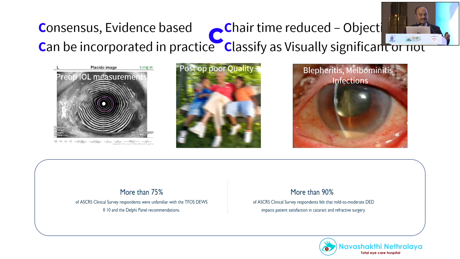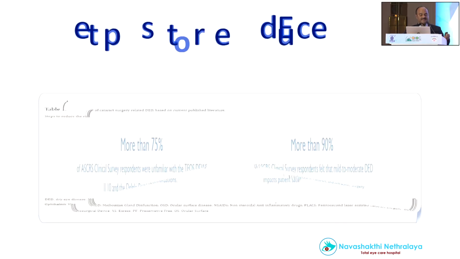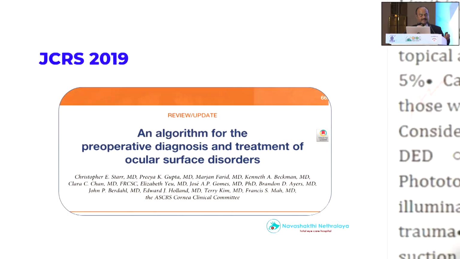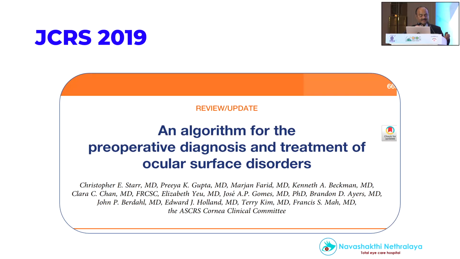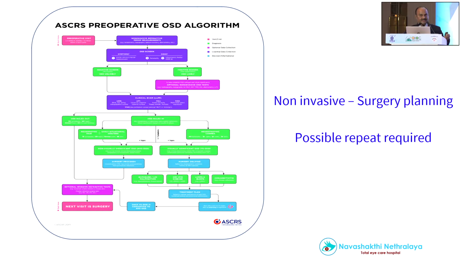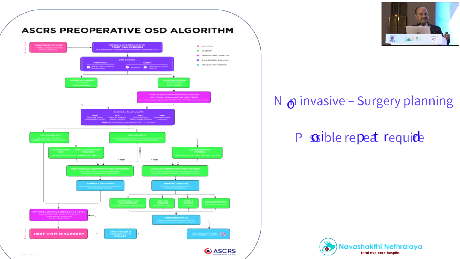We would have done an exceptionally good surgery, but thanks to the dry eye, our IOL power would have gone erratic because of the changed keratometry reading. Even if we put in a top-of-the-line IOL, because of dry eye, he'll have poor quality of vision, and there is a higher chance of infection in these cases. Hence, what are the things to do? Pre-operative, intraoperative, post-operative, and the treatment. That's how I've classified this particular talk. So this was the algorithm that was proposed. In short, it's a non-invasive surgery planning, and if necessary, a possible repeat is required.